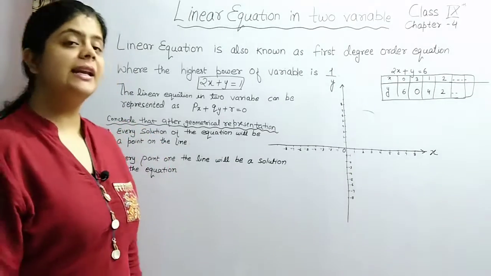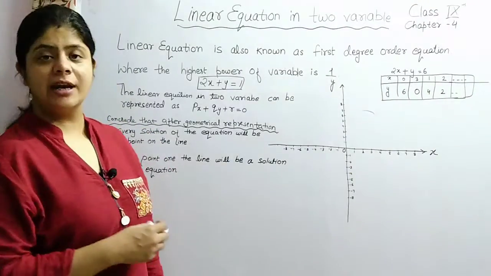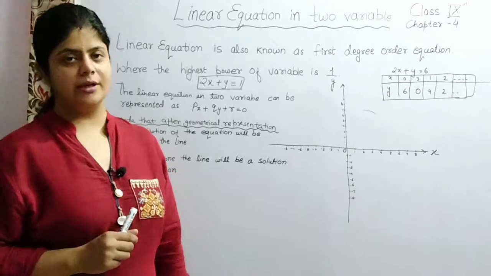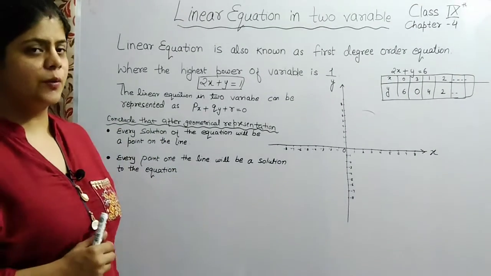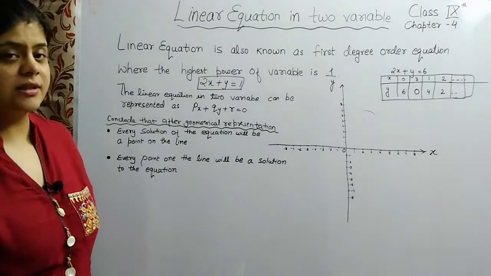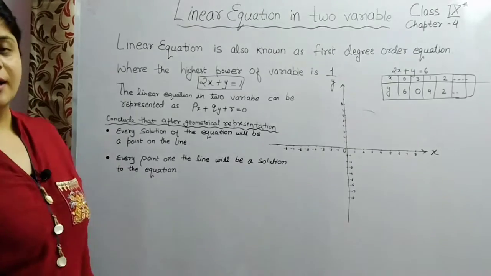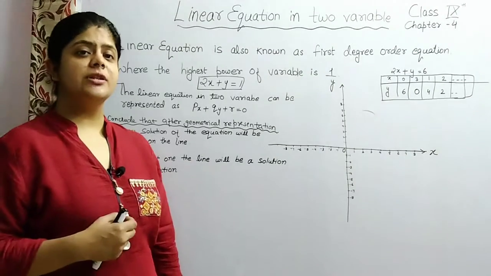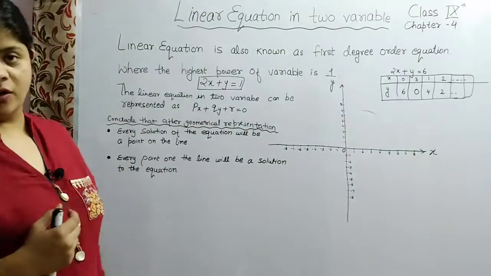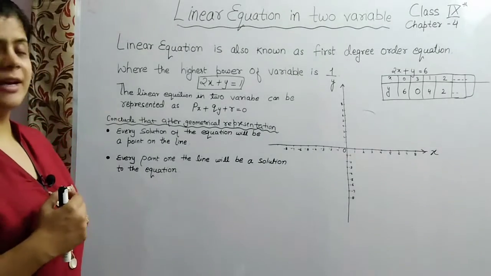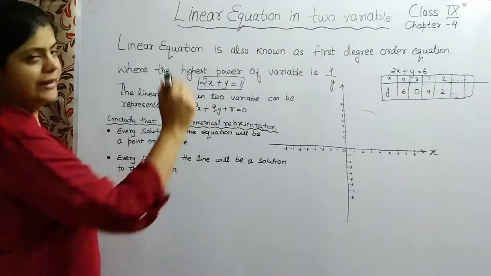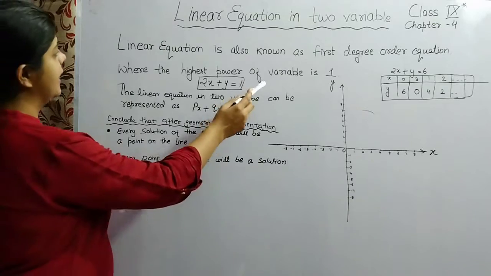Today we have the topic linear equation in two variables of class 9th chapter 4. So, what is linear equation in two variables? First of all, we will discuss what is linear equation. Linear equation is also known as first degree equation. When the equation has the highest power 1, we call it a linear equation. In the same way, if the equation has two variables like x and y, then we call it linear equation in two variables.